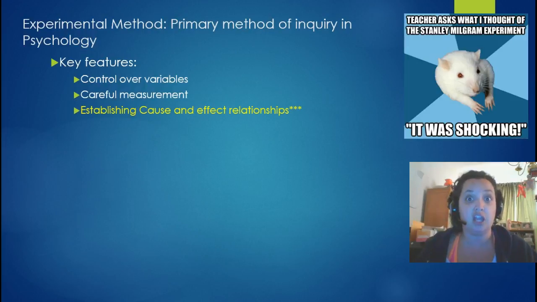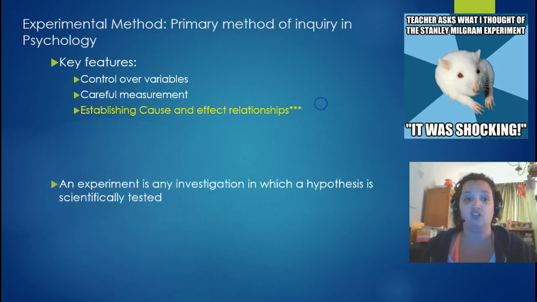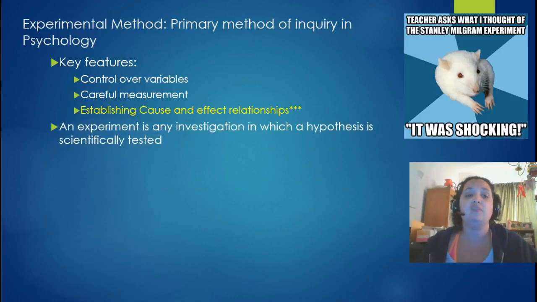You'll notice that's in yellow with asterisks. The only way we can establish cause and effect relationship is with an experiment. There is no other method of research that we can use to establish cause and effect relationship. And an experiment is basically any investigation in which a hypothesis is scientifically tested.